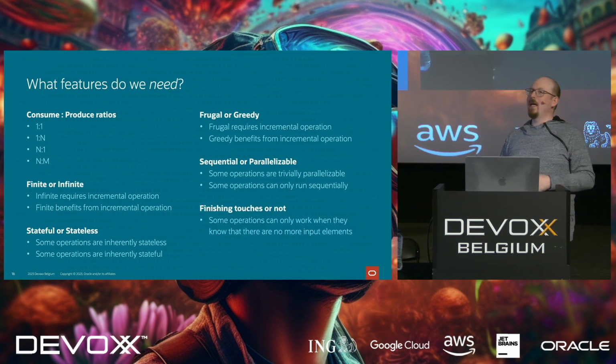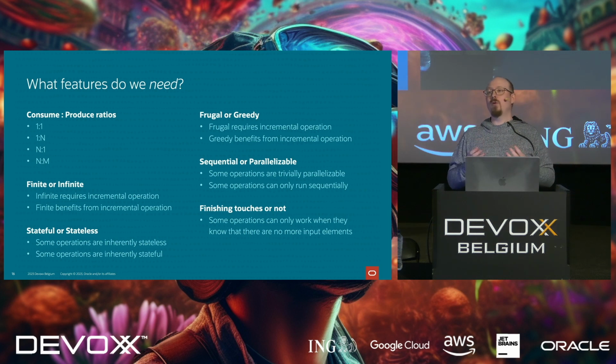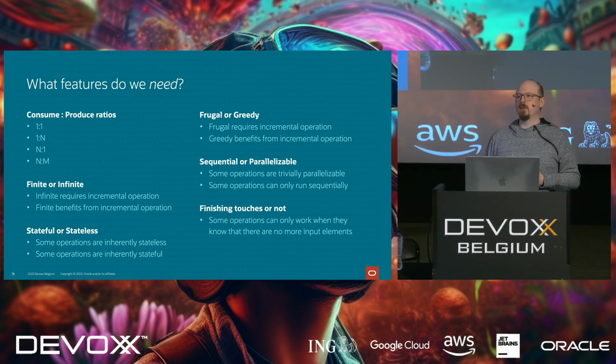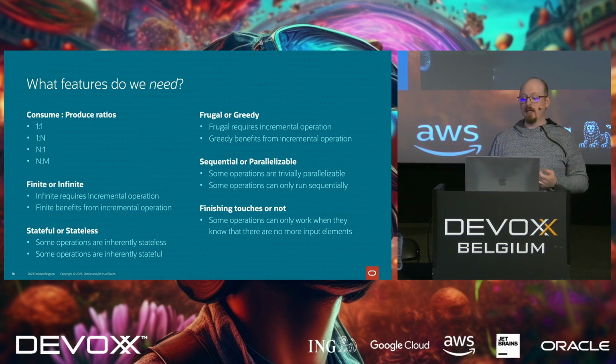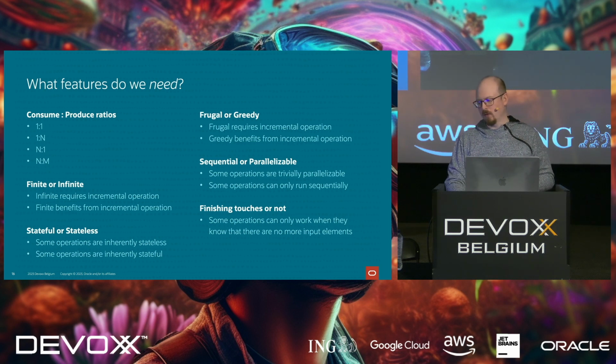And of course, at the end, there are some operations that only know what to do once they know that there's going to be no more elements coming through. So think of something like sorted, for instance. How do you know that you're done sorting something if another element could show up? So being able to react to end of stream for the operation itself is an important characteristic in order to be able to represent as many intermediate operations as possible.